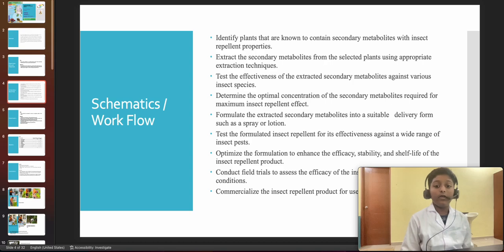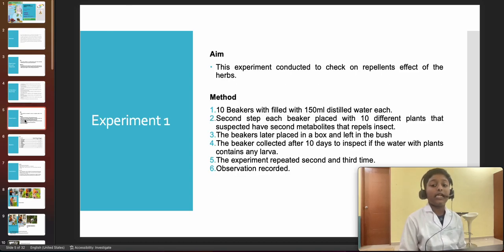Experiment 1. I started the research with 10 types of herbal plants such as papaya leaf, neem, curry leaf, and many more. At first, 10 beakers were filled with 150 ml of distilled water and different types of leaf that were suspected to have secondary metabolites that repel insects. The beakers were later placed in a box and left in the bush for 10 days.